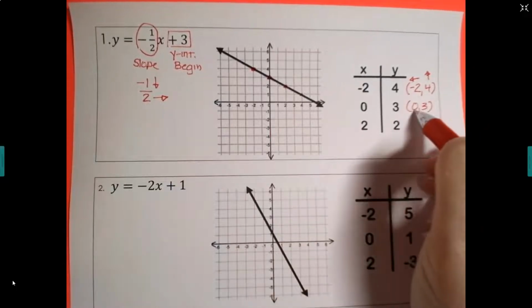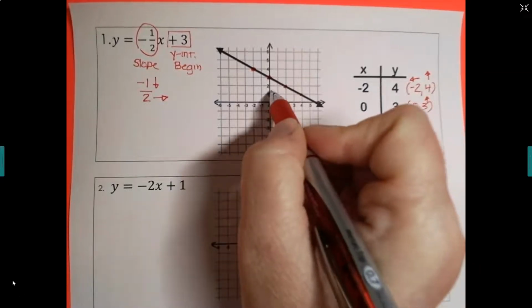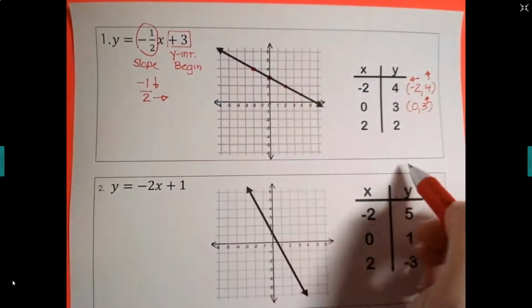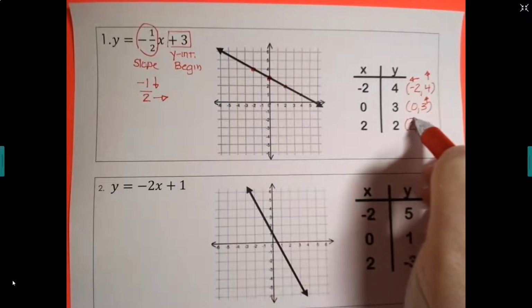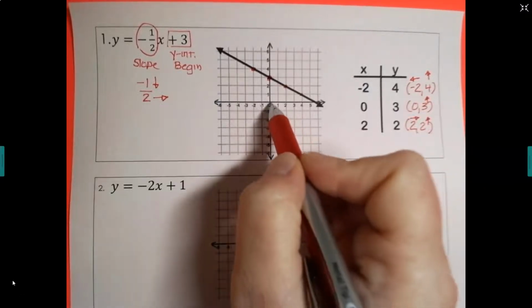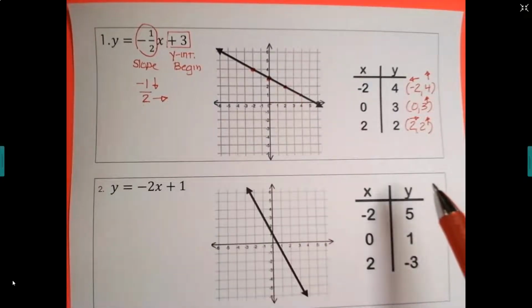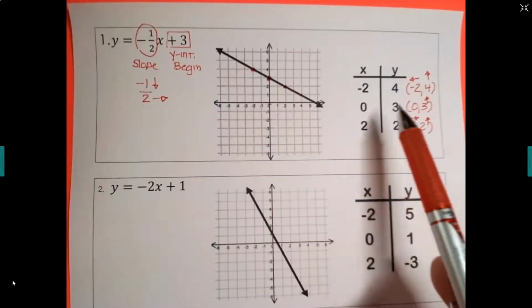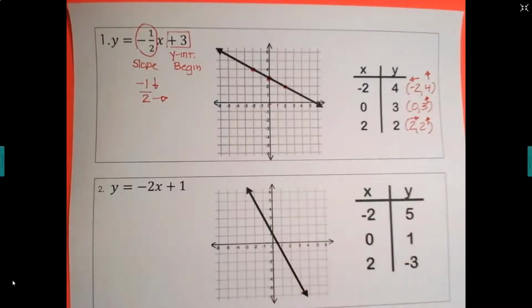Try it again: (0, 3). That means we don't go left or right at all, and then we go up 3. Up 1, 2, 3, and we hit the line. This point is (2, 2). That means go right 2 and up 2. 1, 2, 1, 2, and I hit the line. So your assignment will involve going through multiple tables trying to figure out which one matches which graph.